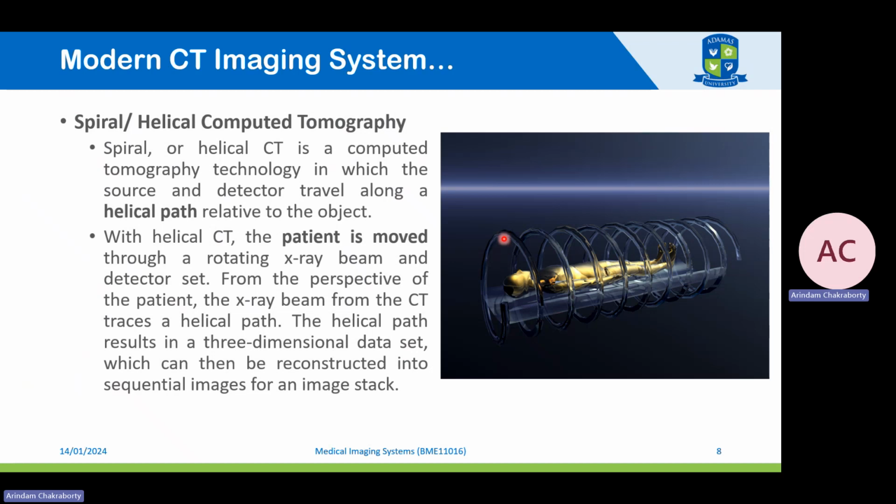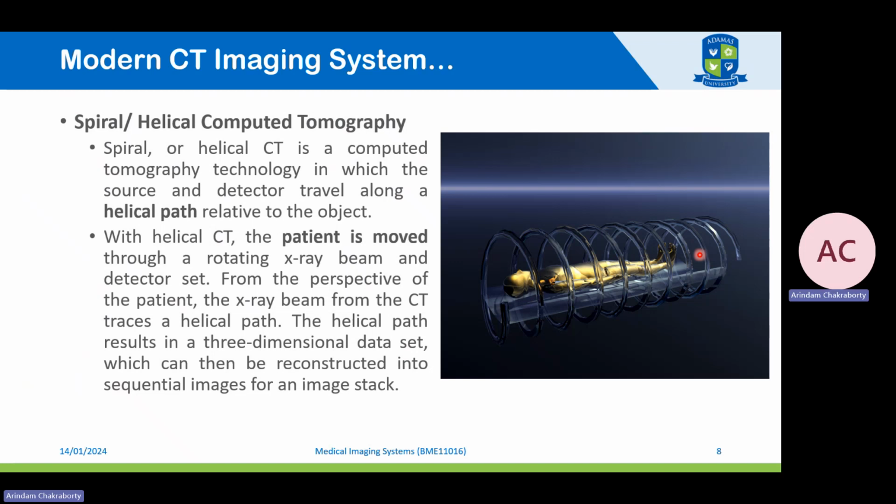That is, along with the X-ray source and the detector, the patient is also being moved at a certain pace. So, from the perspective of the patient, the X-ray beam of the CT follows a helical path. We can intuitively think that the X-ray beam is moving and the patient also moves in the perpendicular direction, so it traces a completely helical path. The patient is moving in this direction and the X-ray is moving in this direction. So overall, it follows a helical path relative to the patient.